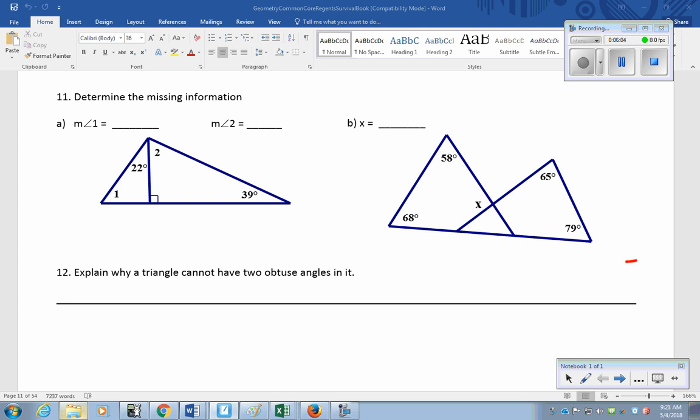You know, we got a 90-degree angle here. You label another 90-degree angle here, and then you got 22, 90, and then this angle 1 will be 180. And then the same thing to find angle 2. You got a 90 here, 90 degrees here, 39 here. Well, 90, 39, and angle 2 are going to give you 180.